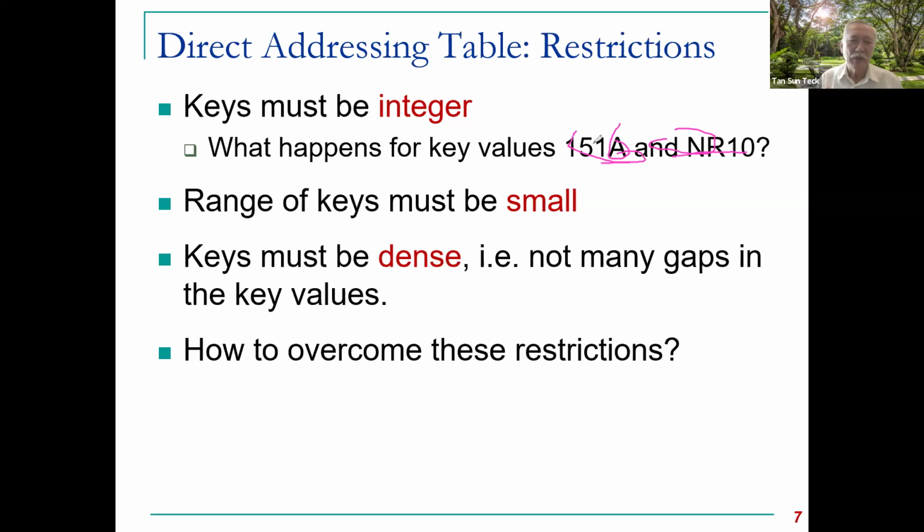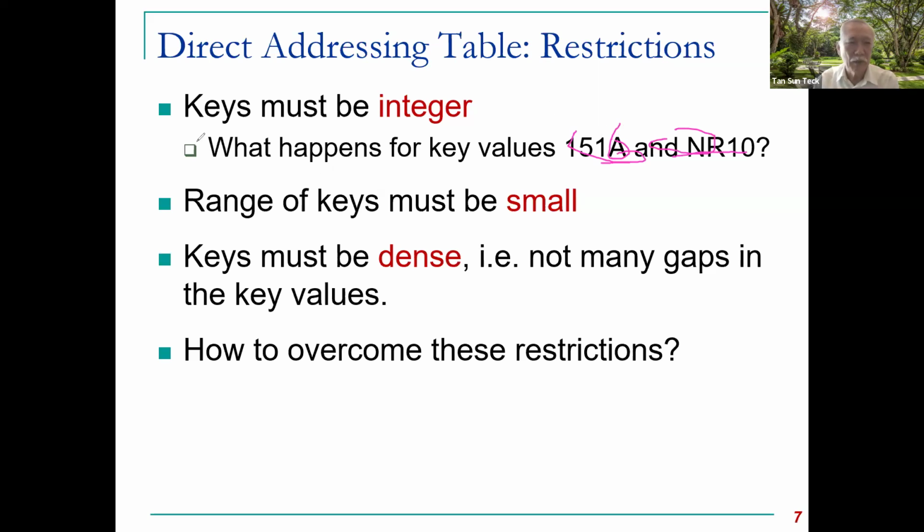So again, if you have 1,000 bus numbers, the gap is actually quite small because the range is small. But if you use, for example, Singapore identity card numbers, it will be very sparse, right? A lot of gaps in between the key values. Similarly, as we said earlier, student matrix numbers will also have many gaps in between. So how do we overcome this restriction, meaning that we cannot use a direct addressing table?